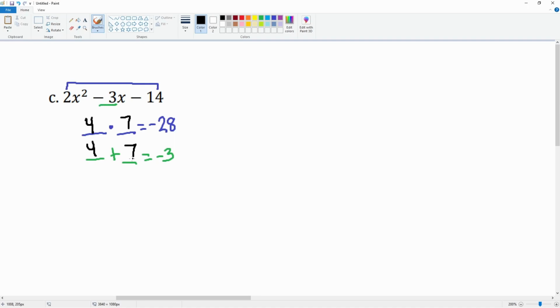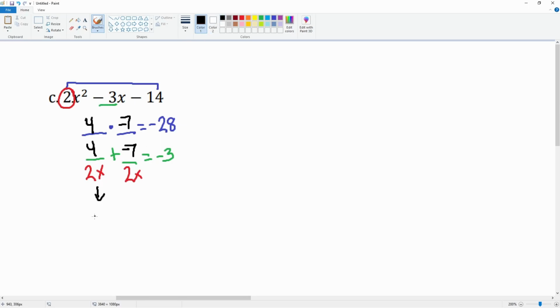But one of them has to be negative. We're going to put the negative on the 7 to see if it works. 4 times negative 7 is negative 28. 4 plus negative 7 is negative 3. That's great. Now we want to divide by the ax term. So we're going to divide by 2x. Let's see if this simplifies.